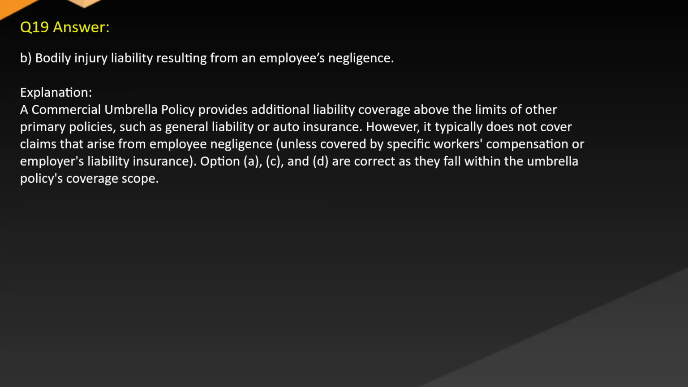Answer B. Bodily injury liability resulting from an employee's negligence. Explanation: a commercial umbrella policy provides additional liability coverage above the limits of other primary policies, such as general liability or auto insurance. However, it typically does not cover claims that arise from employee negligence, unless covered by specific workers' compensation or employer's liability insurance. Options A, C, and D are correct as they fall within the umbrella policy's coverage scope.